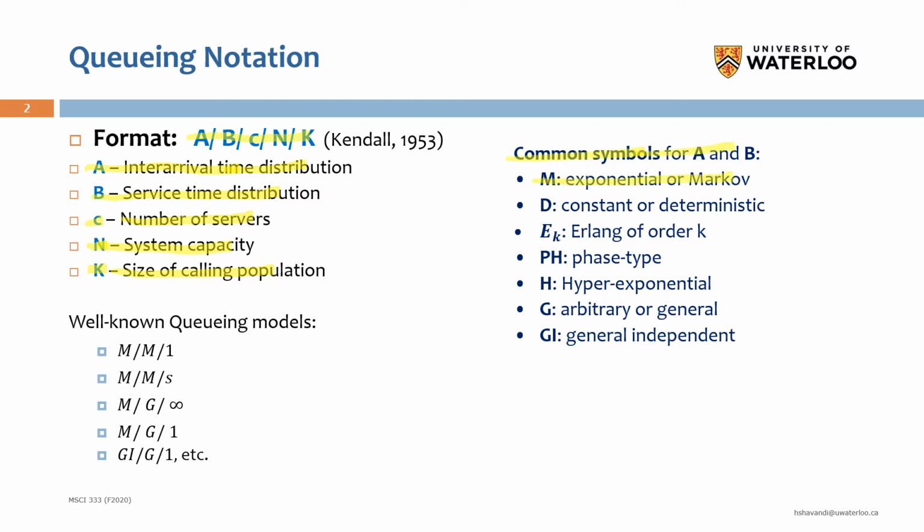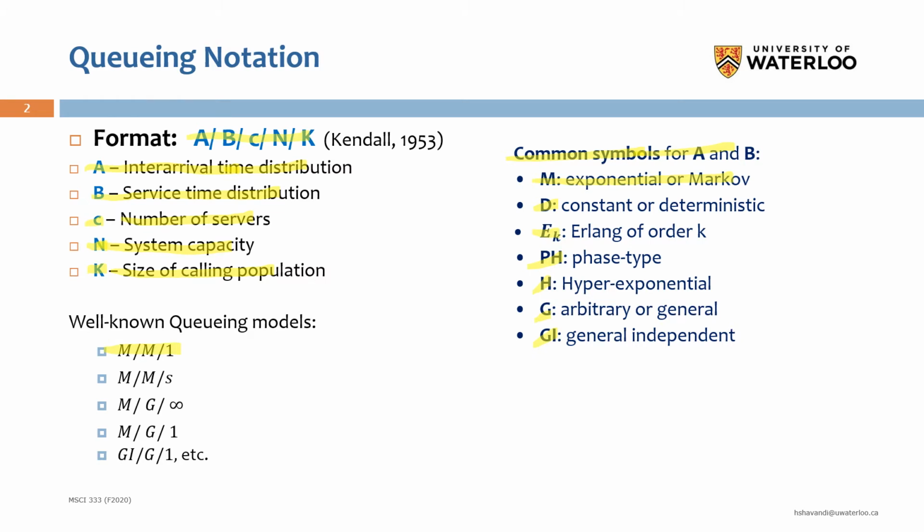M is for exponential or Markov. So when we have exponential distribution for interarrival time and service time, we use M. M comes from Markov or exponential distribution. And if the interarrival time or service time is deterministic, constant, you show this by D. Ek is for Erlang with order k, PH phase type, H hyper exponential, G arbitrary or general, and GI is general independent. So here we have the well-known queuing models.